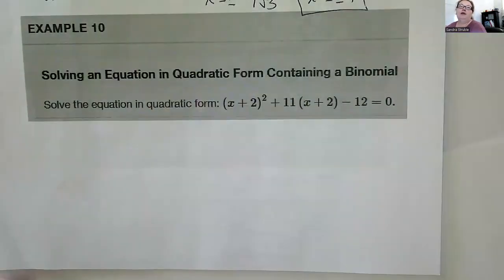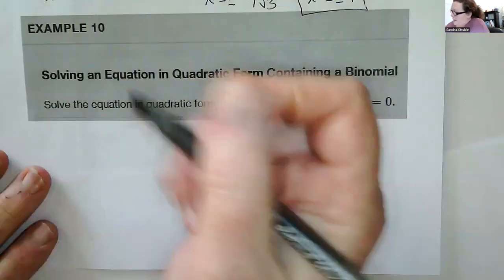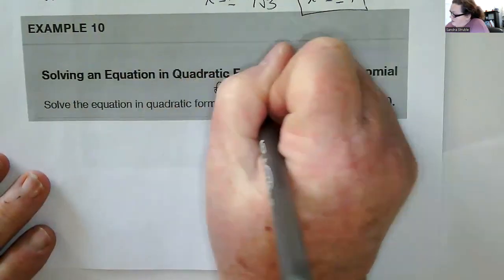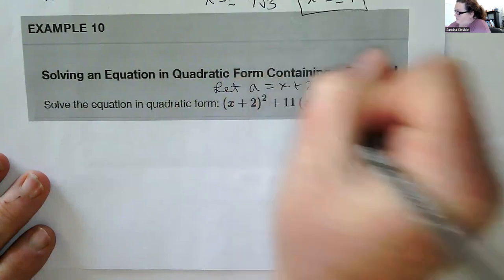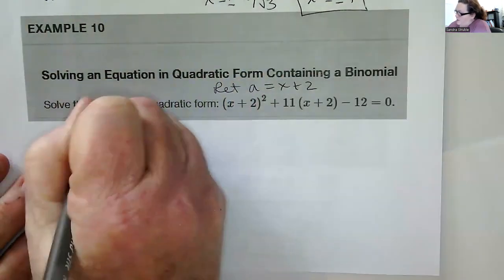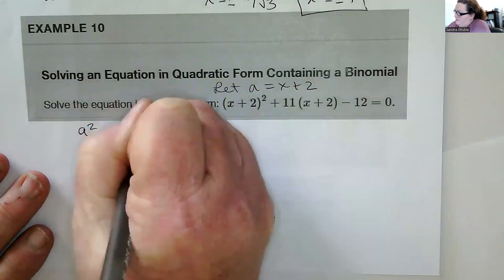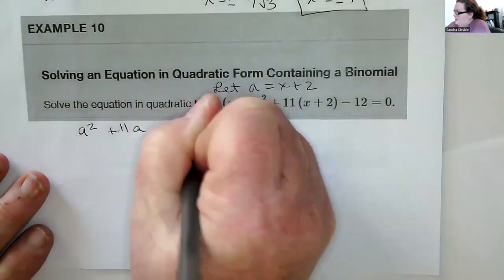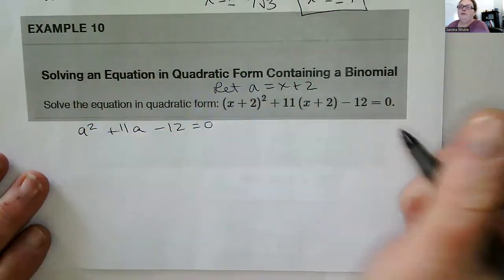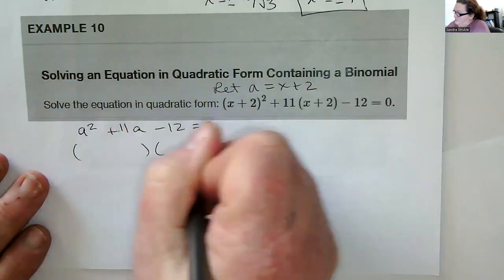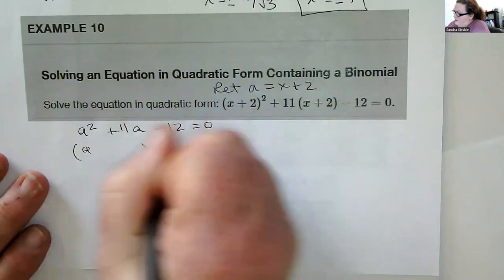Solve an equation in quadratic form containing a binomial. Do the same thing I did in the last one. I don't want to factor the x plus 2, so I'm just going to let a equal x plus 2. All right, so then I have a squared plus 11a minus 12 is equal to 0. We'll get a and a.